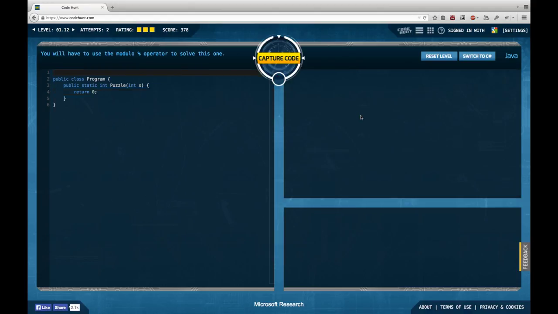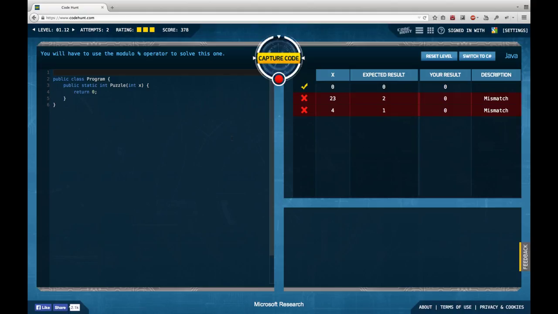So let's go on with this 12th level, and here's something new and some new information. It tells us we have to use the modulo operator here, which actually is a kind of tricky one, I figured out. But to get started, let's just generate some tests.